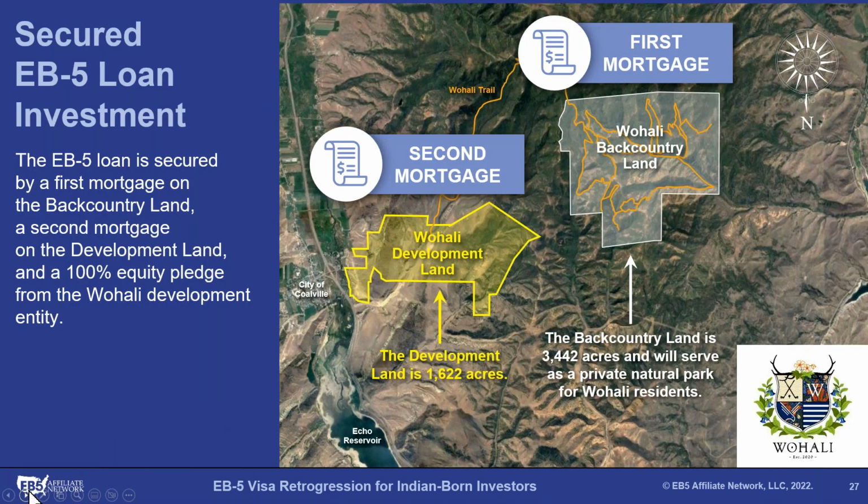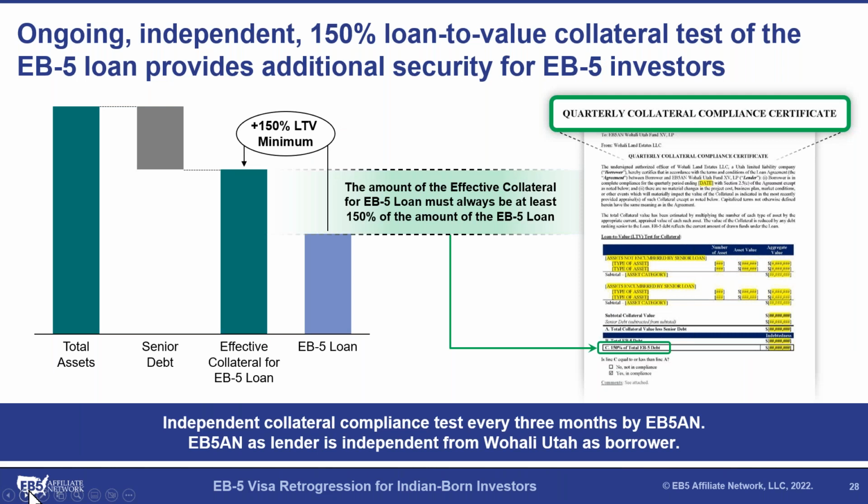This is just a quick overview map of the project itself, the primary development area and the backcountry. It is a secured EB-5 loan with mortgages and an equity pledge as well. And importantly, we have an ongoing collateral pledge, which makes sure that there are sufficient assets and coverage for the EB-5 loan on a quarterly basis. So every quarter we look at the total available assets in the project minus any other senior debt. And then we look at, okay, what collateral is remaining for the EB-5 loan?